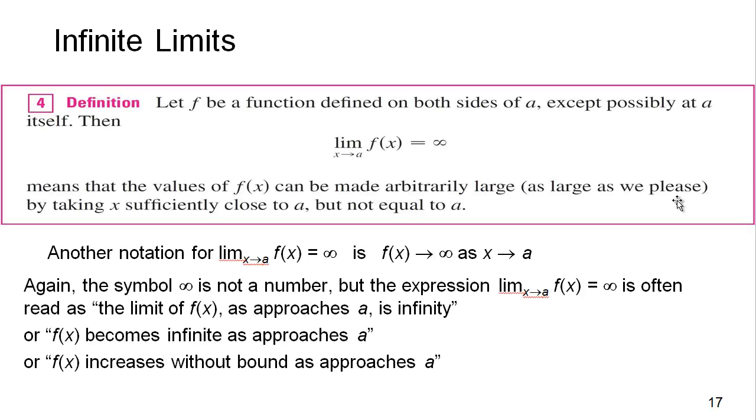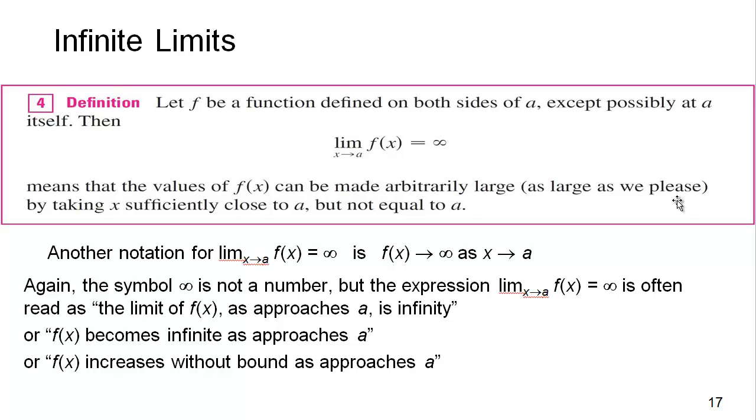The last type of limit we want to deal with are infinite limits. An infinite limit is basically just a limit that ends up equaling infinity, either positive infinity or negative infinity. Okay, so when we talk about infinite limits, there are really two types of infinite limits that you'll come across.